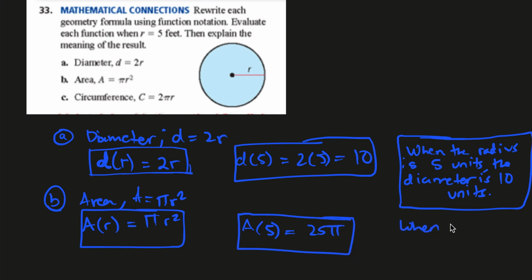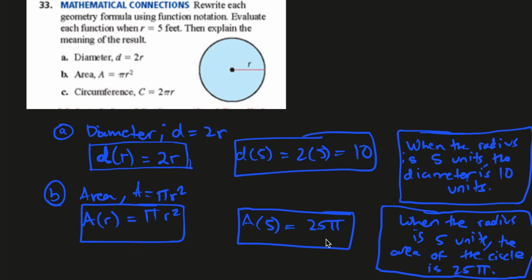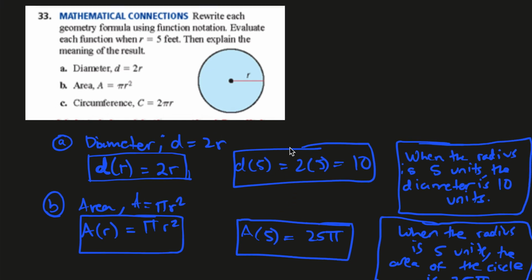So when the radius is 5 units, the area of the circle is 25 pi. Because any circle you take, any arbitrary circle, and you make it a radius 5, the area is always going to be 25 pi, because the area of a circle is always pi r squared, no matter what, right? It's pi r squared. So any circle that has a radius of 5 will always have an area of 25 pi. So it's quite simple.